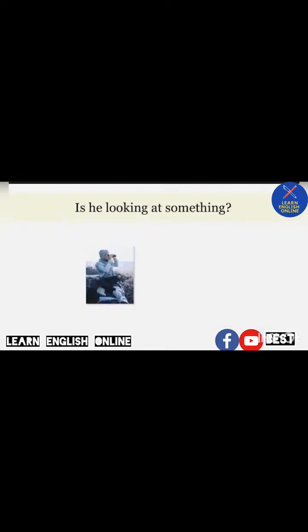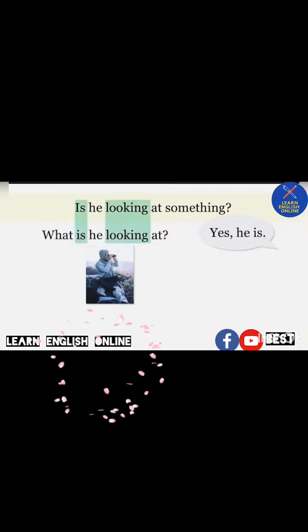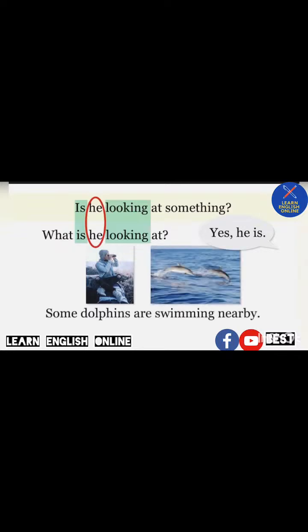Is he looking at something? Yes, he is. Well, now I want more information. What is he looking at? Do you see? The questions look almost the same. There's be verb, and then the subject, and then the verb with ing. What is he looking at?